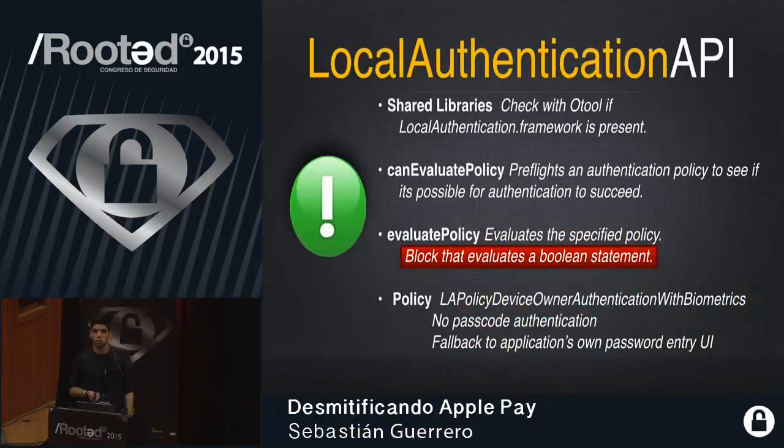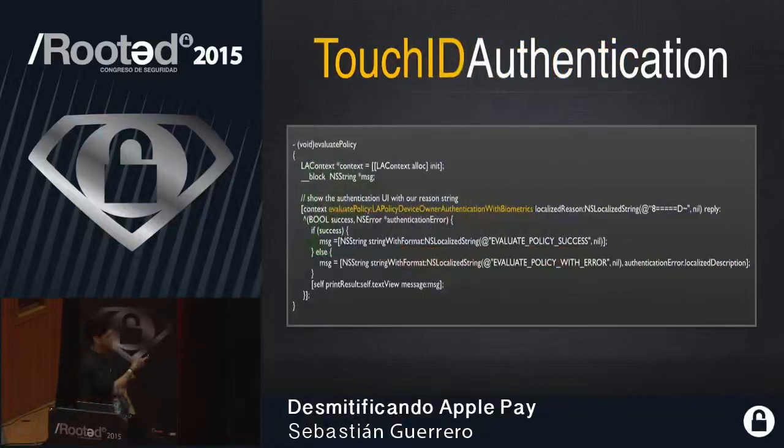If you want to bypass this and make a payment on Apple Pay and all these non-banking applications with a second factor of authentication, you first check if the binary is using the local authentication framework. So you check the can evaluate policy, which pre-flights an authentication policy to see if it's possible for authentication to succeed. And thirdly, the evaluate policy evaluates a specified policy with a Boolean value, true or false, depending on whether this fingerprint is correct or not.